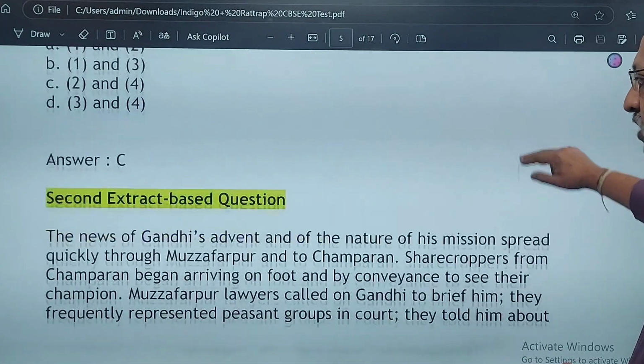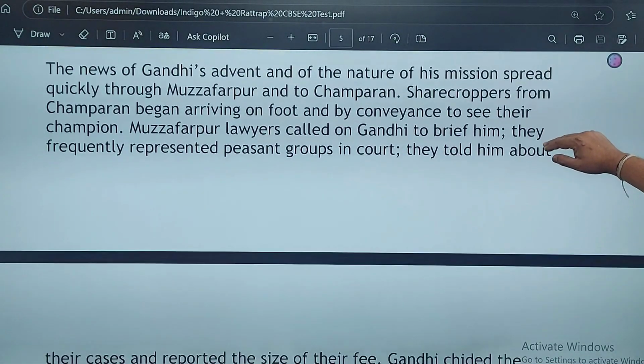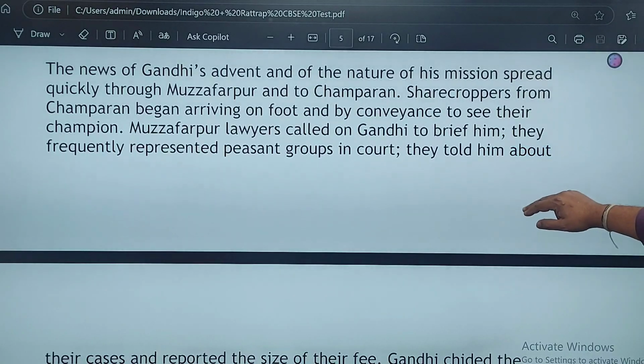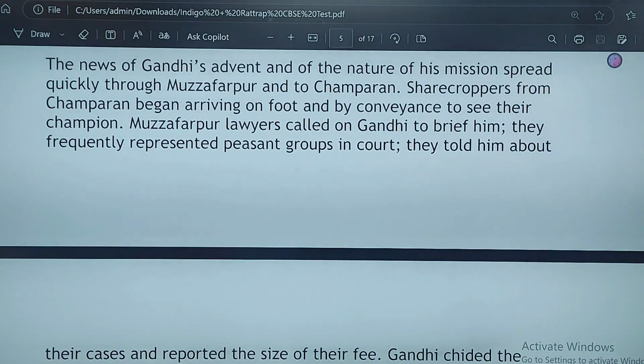Second extract based questions. Please go through this quickly. Read it in 20 seconds and then I will. Okay, it's not fitting into the same page. I will roll it down in 10 seconds.